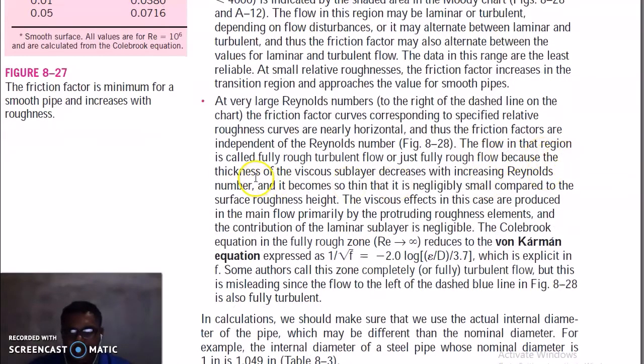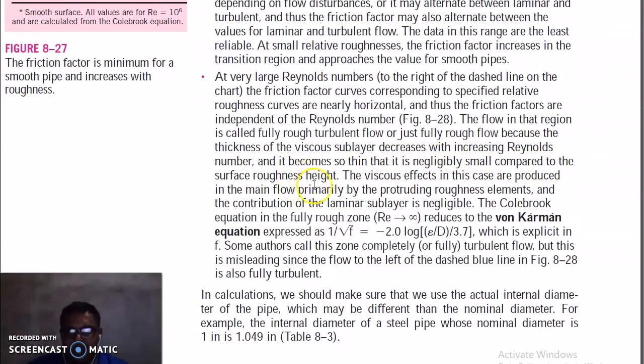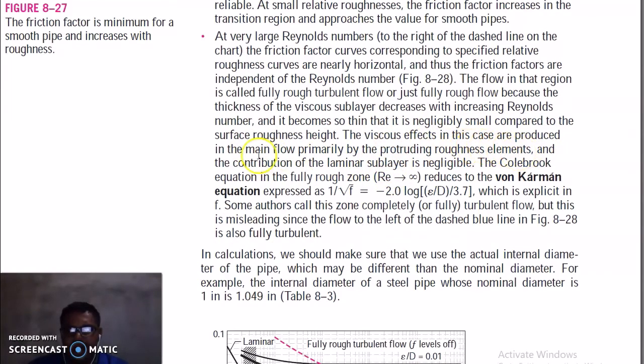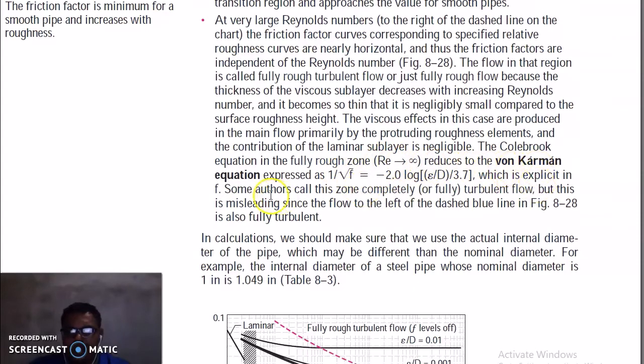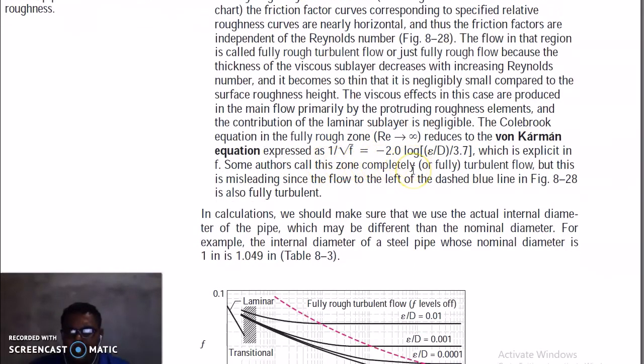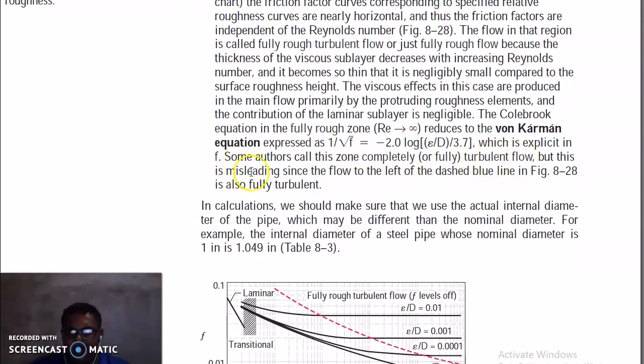The flow in this region is called fully rough turbulent flow, or just fully rough flow, because the thickness of the viscous sublayer decreases with increasing Reynolds number, and it becomes so thin that it may be small compared to the surface roughness height. The viscous effects in this case are produced in the main flow primarily by protruding roughness elements, and the contribution of the laminar sublayer is negligible. The Colebrook equation in the fully rough zone, when your Reynolds number tends to infinity, reduces to the von Kármán equation, that is this, which is explicit in f.